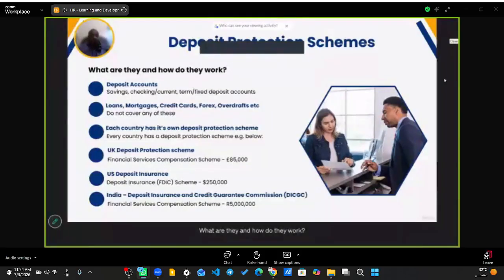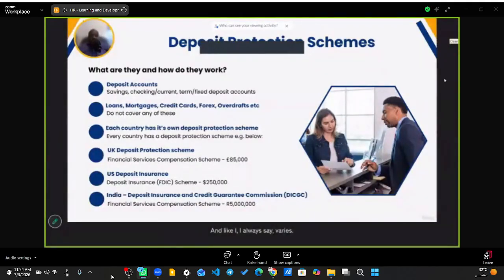What are they and how do they work? Just explain a little bit how they work. But effectively, they cover deposit accounts mainly. Your savings accounts, the various types we mentioned earlier in the course, your checking and current account, your term and fixed deposit accounts, and so on. All these accounts are covered by these deposit protection schemes that are available in various parts of the world.